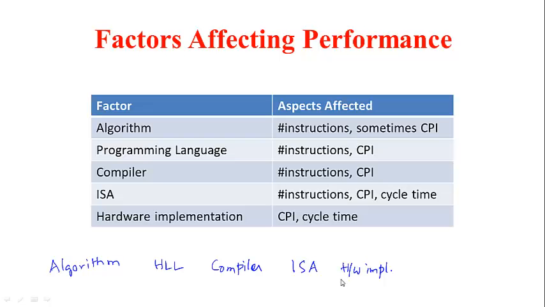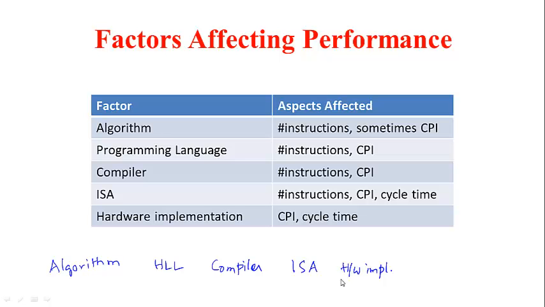So here is the summary of the factors affecting performance. The choice of algorithm mostly affects the number of instructions. It can sometimes affect the CPI. For example, it is imaginable that an algorithm can affect the number of arithmetic additions versus the number of memory access operations, which will affect the CPI.